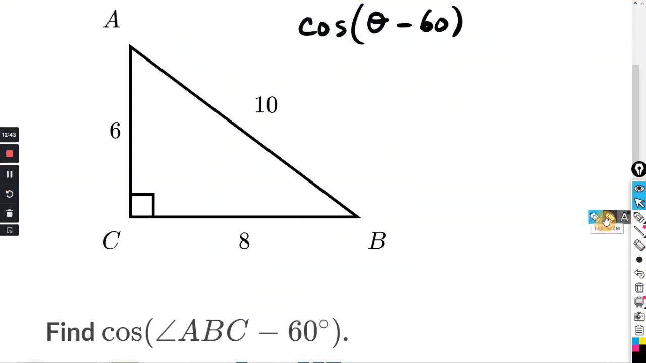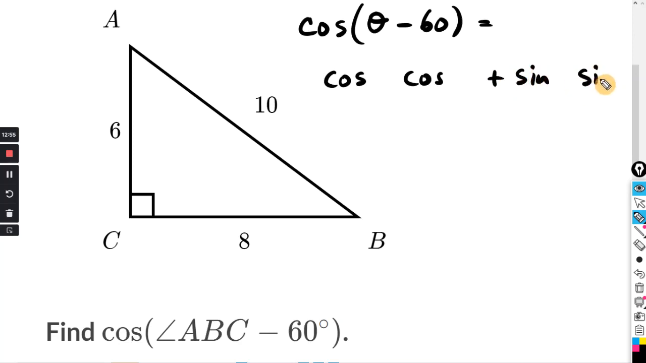All right, we said cosine plus sine. Cosine, the first one was theta, and the second one was 60. And same with the sines. The first one was theta, and the second one was 60.